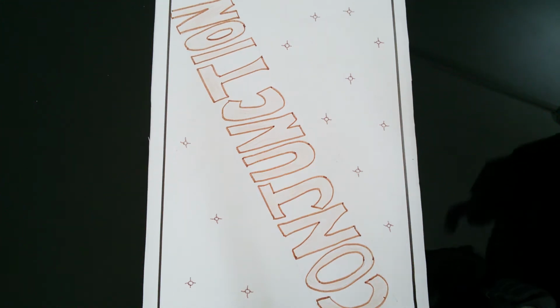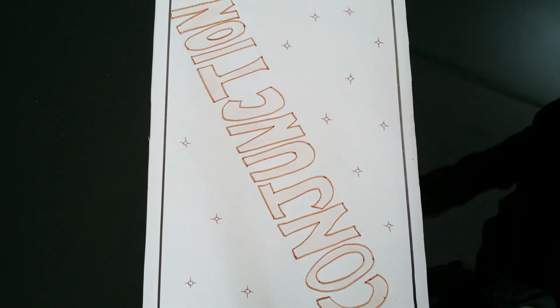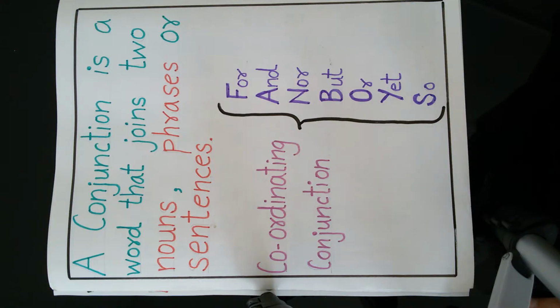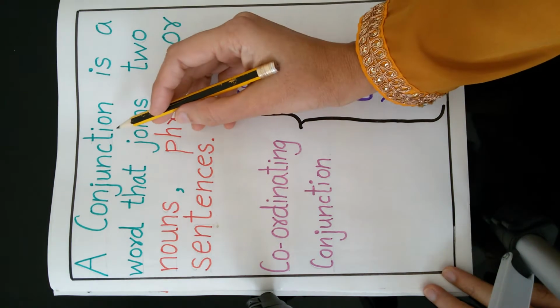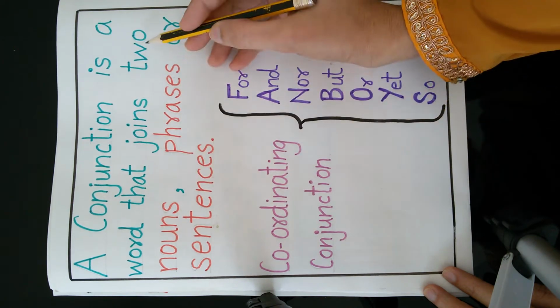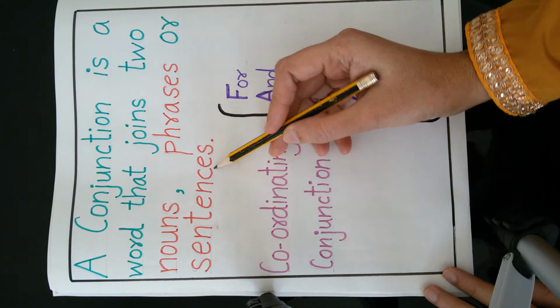Hello everyone. Today we are going to learn a new topic in English grammar, and that is conjunction. Let us see the definition for conjunction. A conjunction is a word that joins two nouns, phrases or sentences.